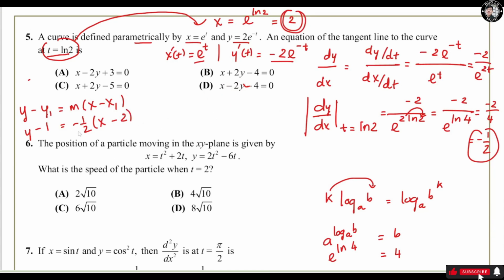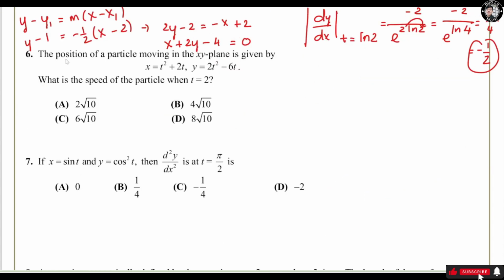Now let's convert this one to standard form by multiplying both sides by 2. So you have 2y minus 2 equals, distribute negative 1, so it could be negative x plus 2, right? So I'm going to add x to both sides, so I have x plus 2y, right? And subtract 2 from both sides, so it could be negative 4 equals 0. The answer must be B.